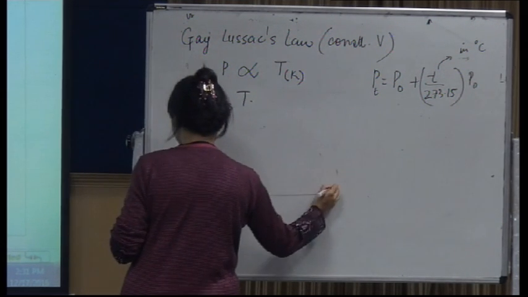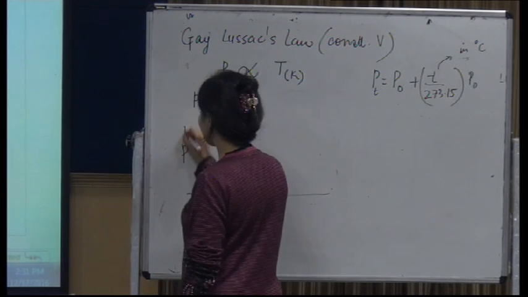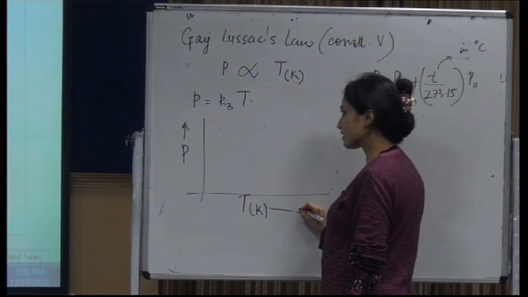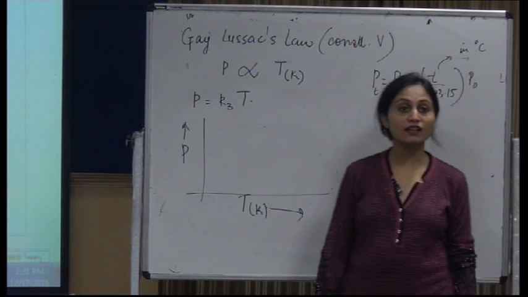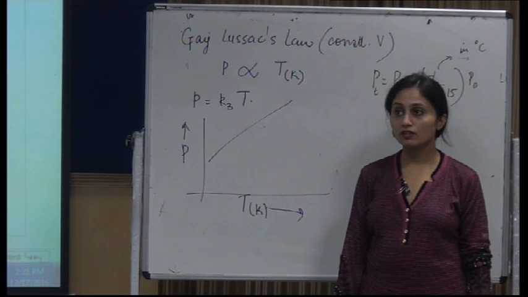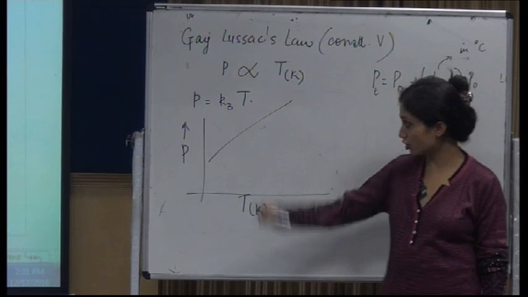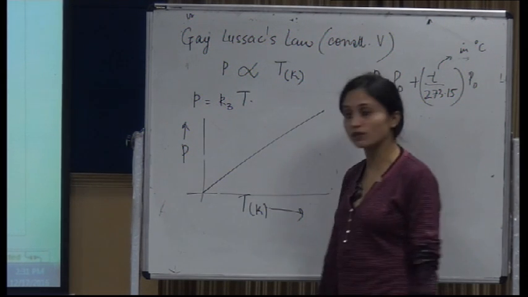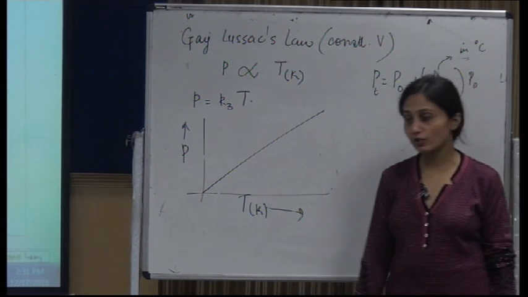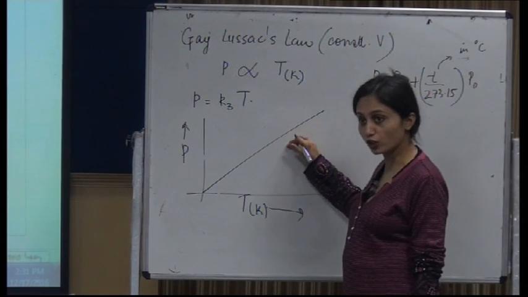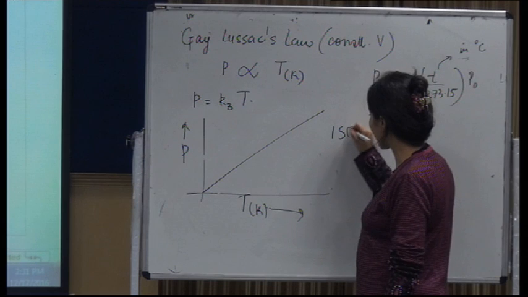Let me just give you another question then. You will tell me what this graph will look like, with temperature in Kelvin. It will be a straight line. This is right. It will be passing through the origin. So you will have a straight line passing through the origin. This will be the graph for Gay-Lussac's law, and this is at constant volume. So this will be known as an isochore.